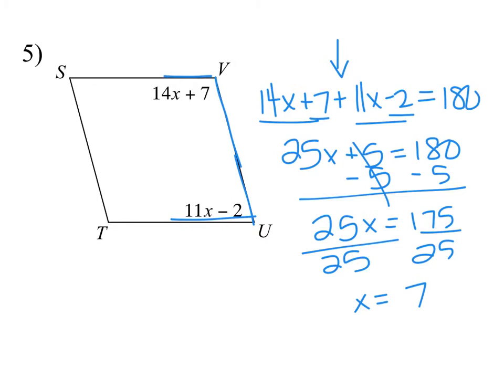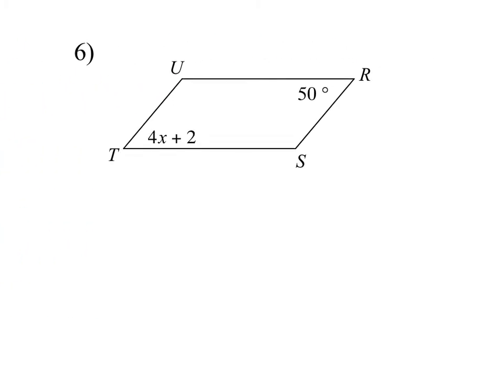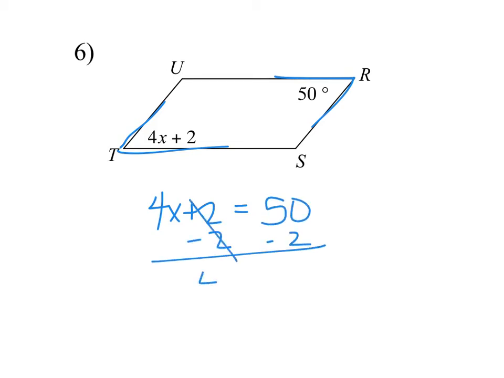Okay, and then the last one, I'm assuming it's, yep, it's opposite. Angles are equal. Since these do not share a side, I simply do 4x plus 2 equals 50, and we solve. Divide by 4, and x is 12.